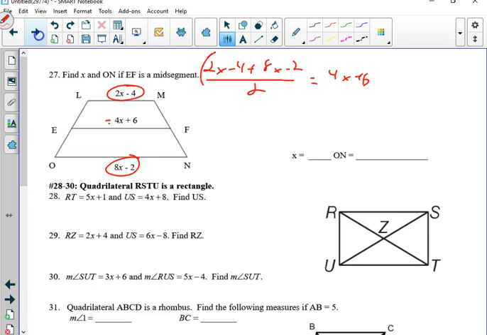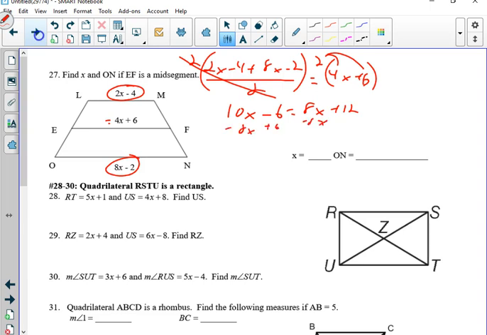First thing you do is get rid of the 2. I'm going to combine like terms over here. 8x plus 2x is 10x. Negative 4, negative 2 is negative 6. I'm going to distribute my 2 here. 8x plus 12. I'm going to subtract 8x from both sides. I'm going to add 6 to both sides. That's going to give me 2x equals 18. If I divide by 2, x is 9.